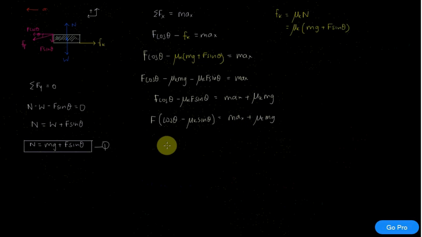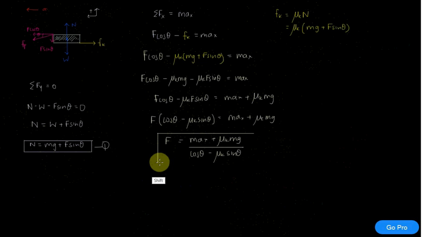And then finally I can solve for f, which just tells me that this is going to be mass times acceleration in the x direction plus mu sub k mg, and all of that over cosine theta minus mu sub k sine of theta. Okay, and we are done. See, the more you do it, the easier it gets, right?